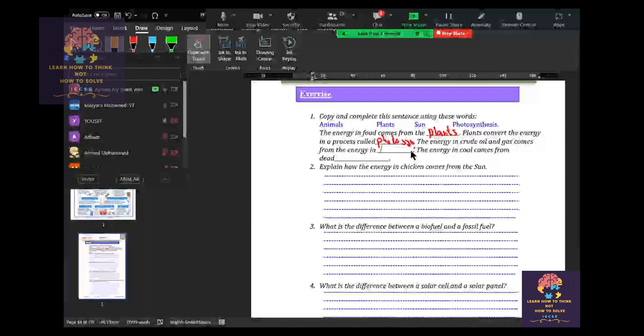Yes. From the sun. Yes. And the energy in coal comes from dead what? Animals? Yes. Okay.